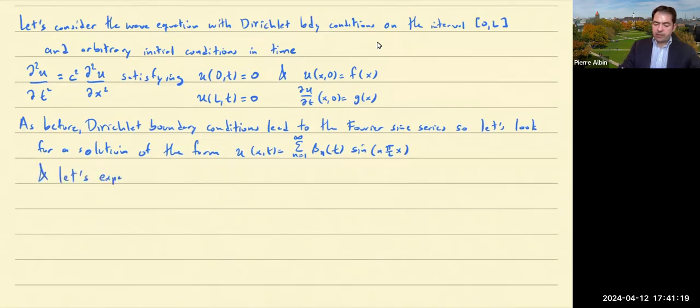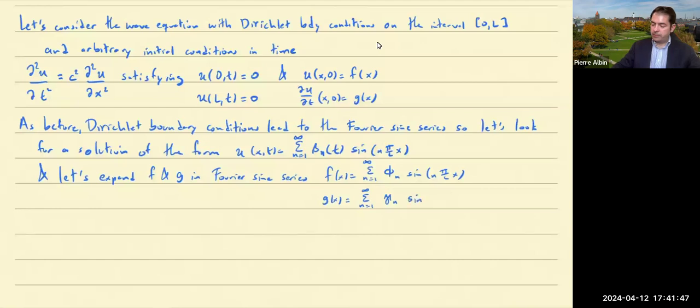Let's go ahead and expand f and g in Fourier sine series. So f of x is the sum n goes from 1 to infinity of, let's say, phi n times sine of n pi over L x. And g of x is the sum n goes from 1 to infinity of, let's say, gamma n sine n pi over L x.